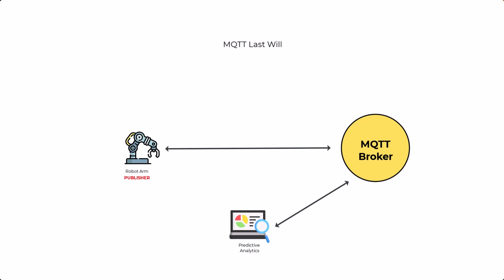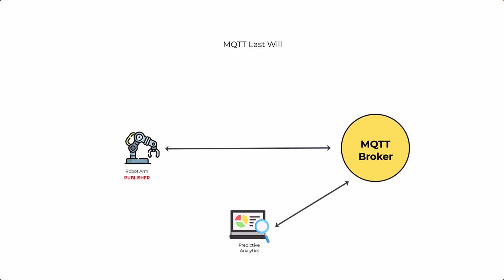Now, in any connected solution, clients may disconnect unexpectedly due to network issues, power failures, or hardware malfunctions. Such abrupt disconnections can lead to uncertainty about the client status, which might pose challenges for systems that rely on timely and accurate data. To address this challenge, MQTT offers the last will and testament feature, or the last will. This mechanism allows a client to define a will message that the broker will publish on its behalf if the client disconnects unexpectedly. This ensures that other clients are promptly informed of the disconnection, enabling them to take appropriate actions.